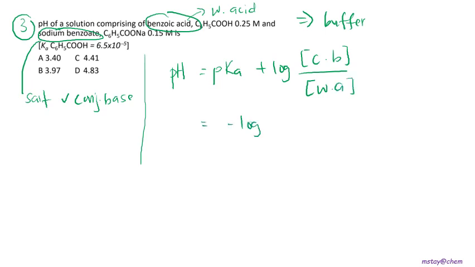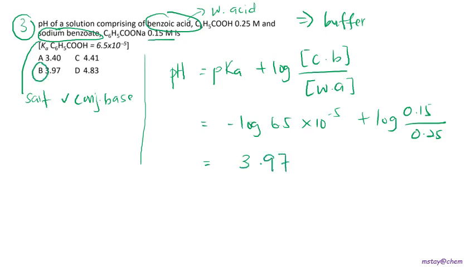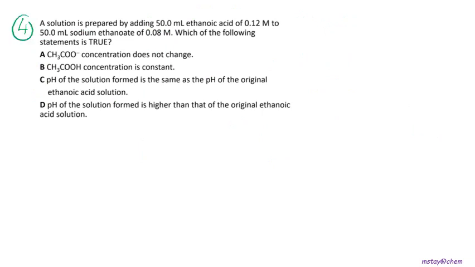So negative log of 6.5 × 10^-5 plus log, where the concentration of conjugate base is 0.15 and weak acid is 0.25. Press the calculator and you will get the answer 3.97. Question 4. A solution is prepared by adding 50 ml of ethanoic acid into 50 ml of sodium ethanoate with the concentration 0.08 molar. Which of the following is true?